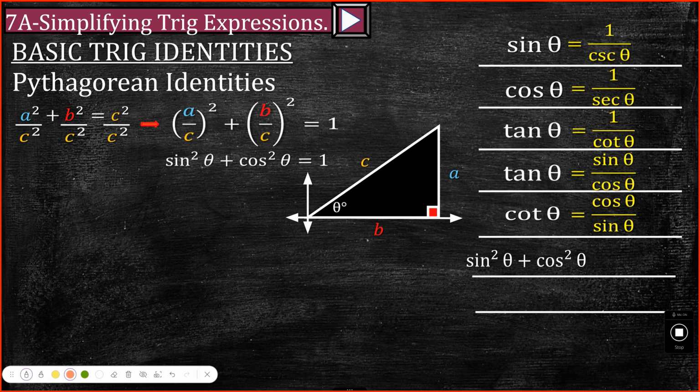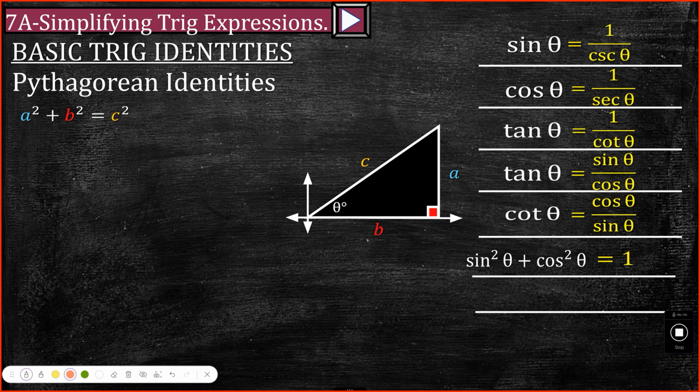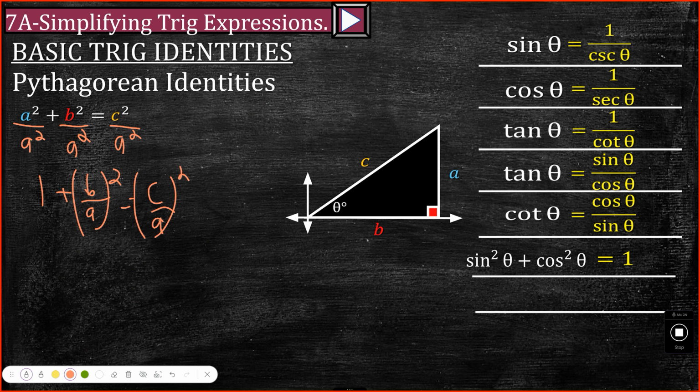What else can we do? We can go ahead and divide everything by A squared. When we divide everything by A squared, A squared over A squared is 1, plus B over A quantity squared, equals C over A quantity squared. So 1 plus.